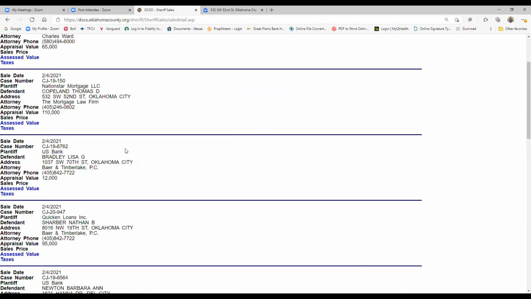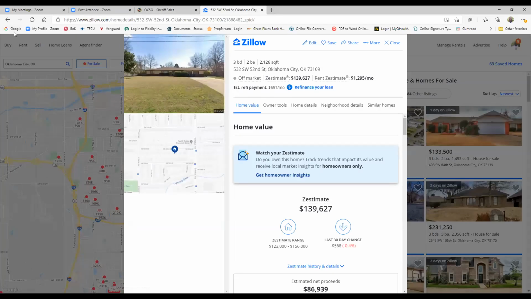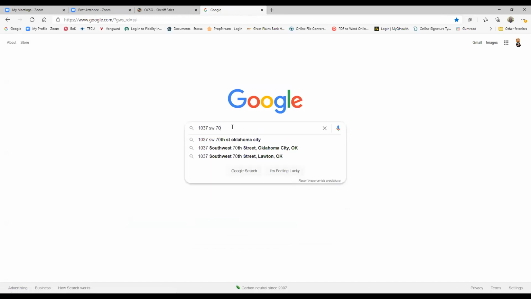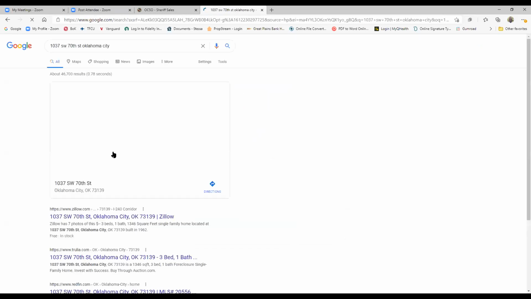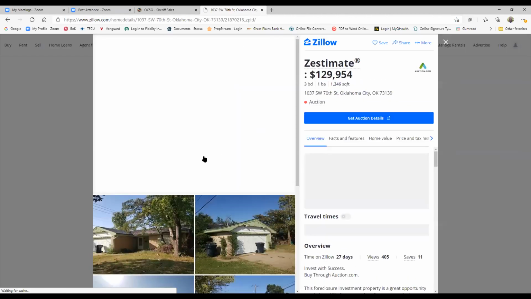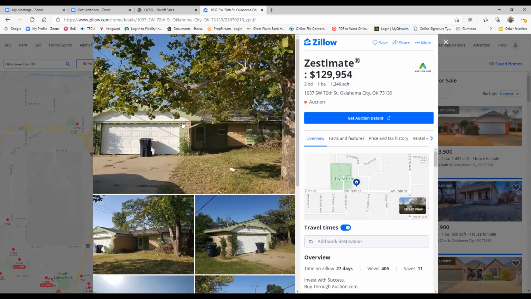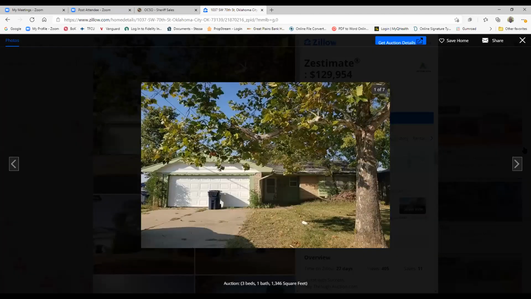Ray, can you do that next one for 12,000? Okay, yeah, I can tell you that's probably a piece of junk. 1037 Southwest 70th. If it's that low, there can't be that much out there. Let's see what Zillow has got. It may be that this property has burnt down. This is the latest picture, and I bet this house is burnt down, because Zillow says it's worth 129, right?